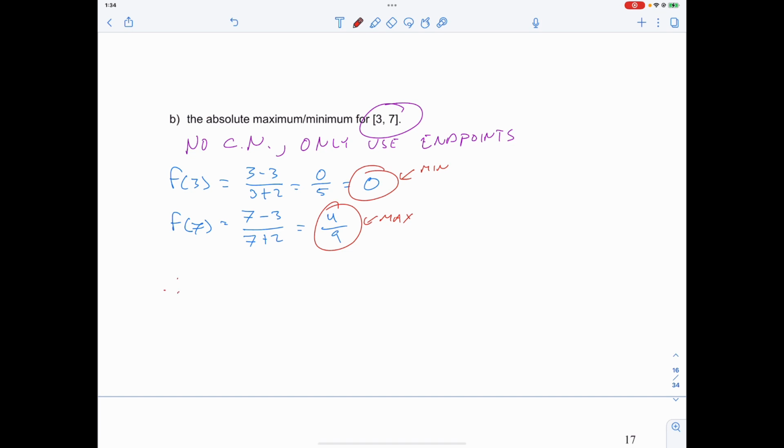Which means, therefore, I have an absolute maximum value of 4 over 9 and an absolute minimum value of 0.